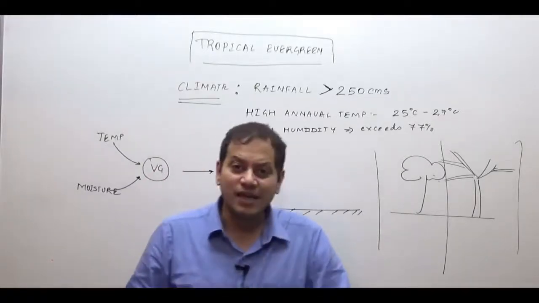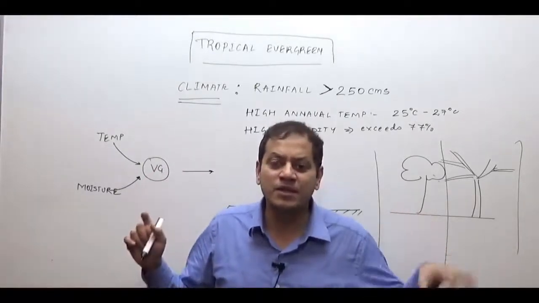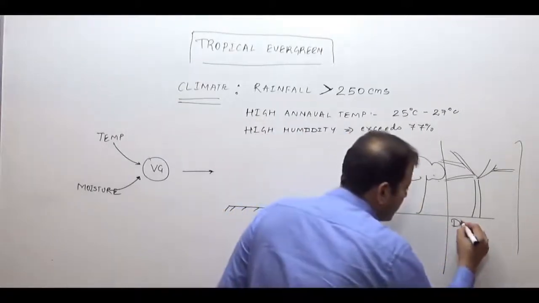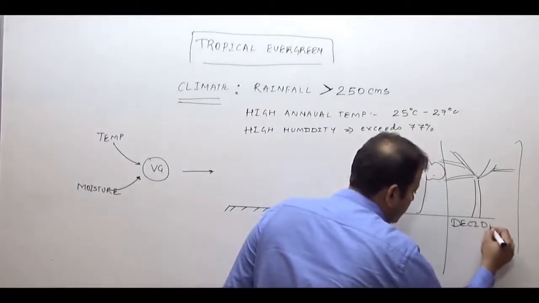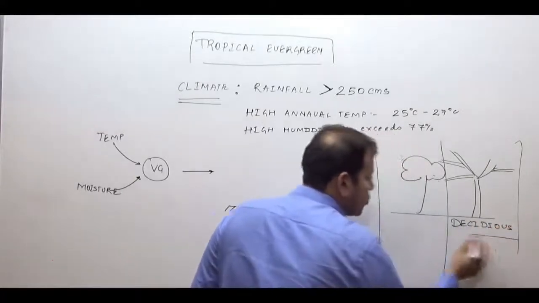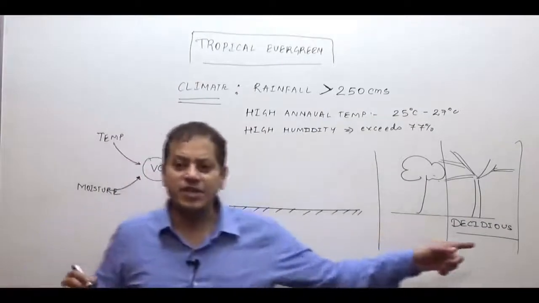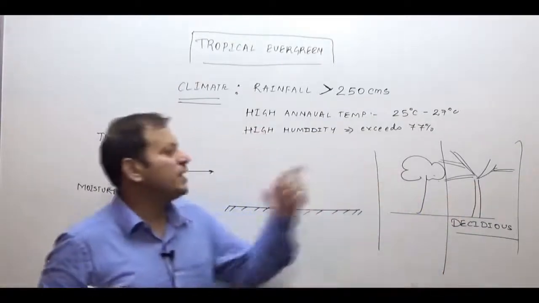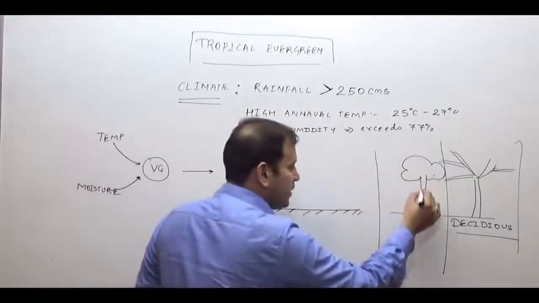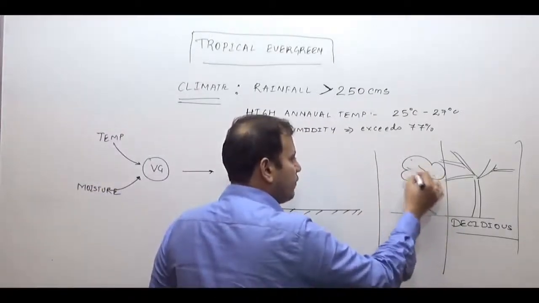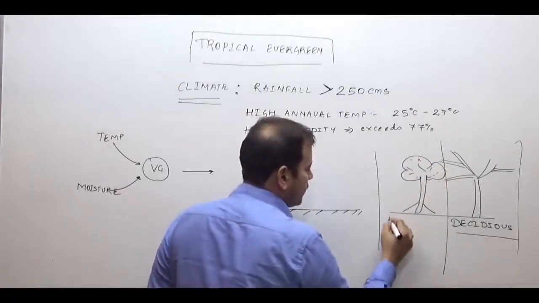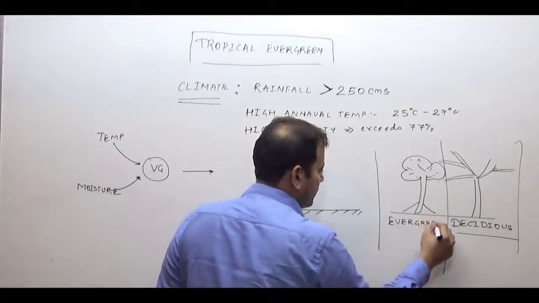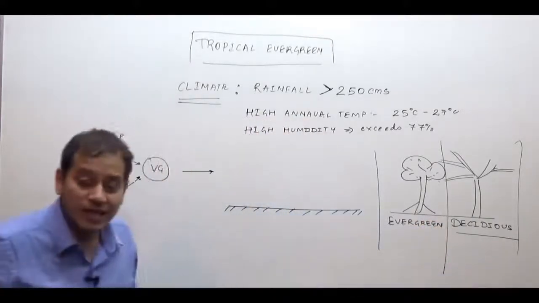Such trees in Hindi are known as patjhad, patte jhad dena, or in English these are known as deciduous trees. So these deciduous trees, during the dry season, look bare, look naked. But on the other hand, the evergreen trees, all throughout the year, are full of leaves, and therefore they are known as evergreen.